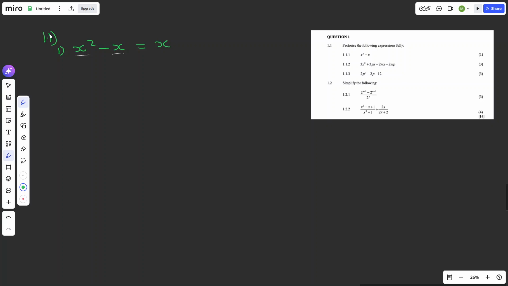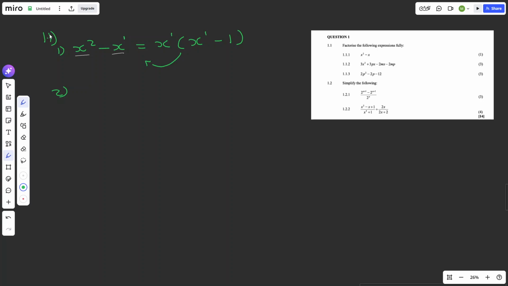So the highest power here that we can take out, right, is x to the 1 because that's common in both these terms here. So when we take that x out, what we remain with is x to the power of 1 minus 1. Okay. So now you can confirm this by going in the opposite direction and multiplying these terms out. You should get these two.